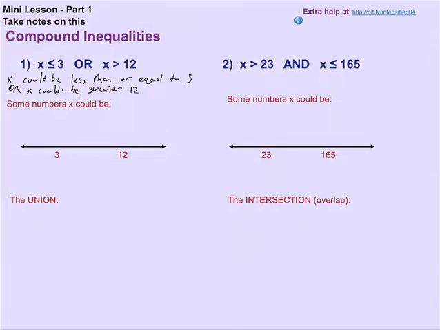And if we think about some numbers that x could be that are either less than 3 or greater than 12, well, it could be 3, 2, 1, 0, etc. And we show that by putting an arrow pointing in the direction of where all those numbers are. Or it could be numbers bigger than 12. Now, it can't be exactly 12, but it could be like 12.01. Anything really close to 12, but not exactly, or bigger.